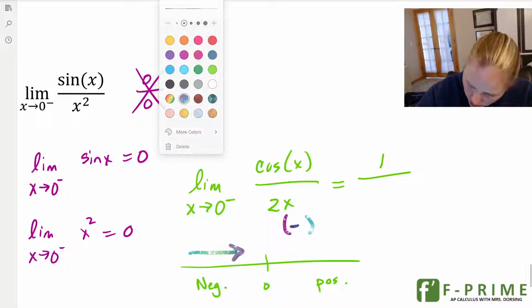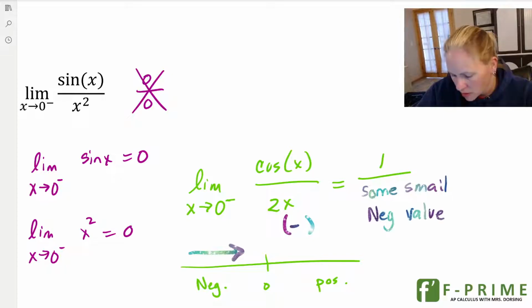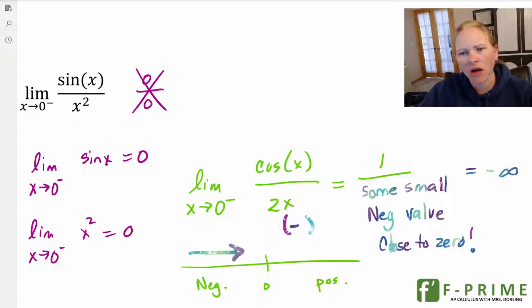So some small negative value close to 0. Well, 1 divided by a really small negative value means that I'm approaching negative infinity. So it's really important to understand that with one-sided limits, if we get an infinity or a negative infinity, you may need to think your way through it and understand that, oh, from the left we're plugging in negative values, so here we're approaching negative infinity. You really have to think about the numbers you're plugging in.